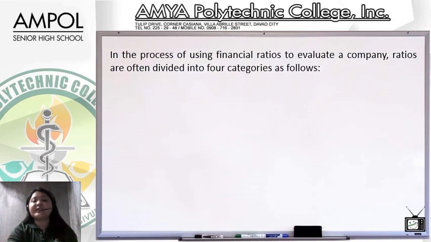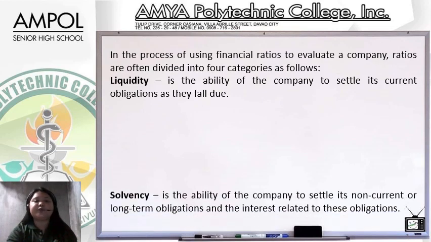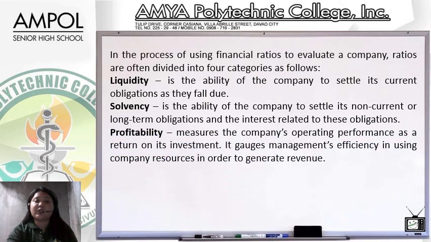So in the process of using financial ratios to evaluate a company, ratios are often divided into four categories as follows. First one is the liquidity. This is the ability of the company to settle its current obligations as they fall due. Second is the solvency. This is the ability of the company to settle its non-current or long-term obligations and the interest related to these obligations.